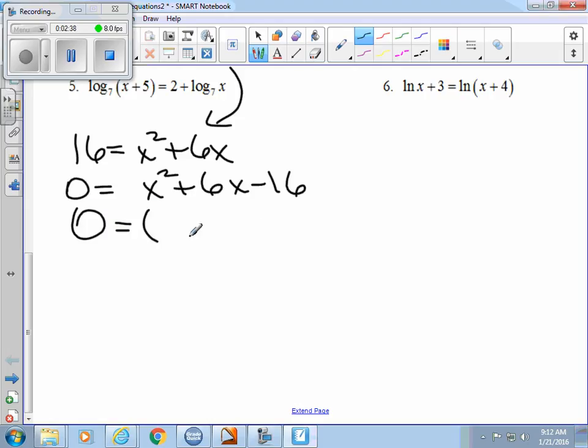That does factor. So we got some factoring practice in yesterday. What does it factor into?